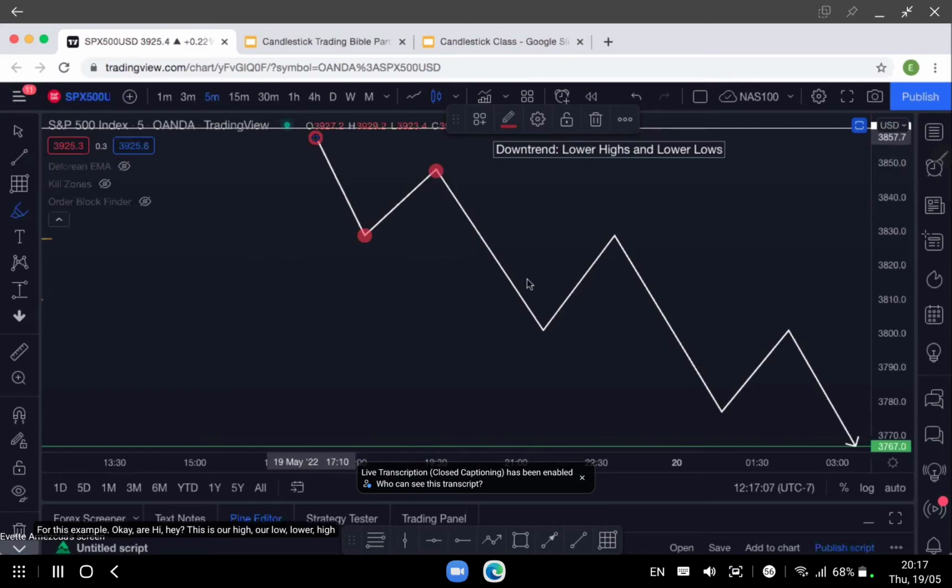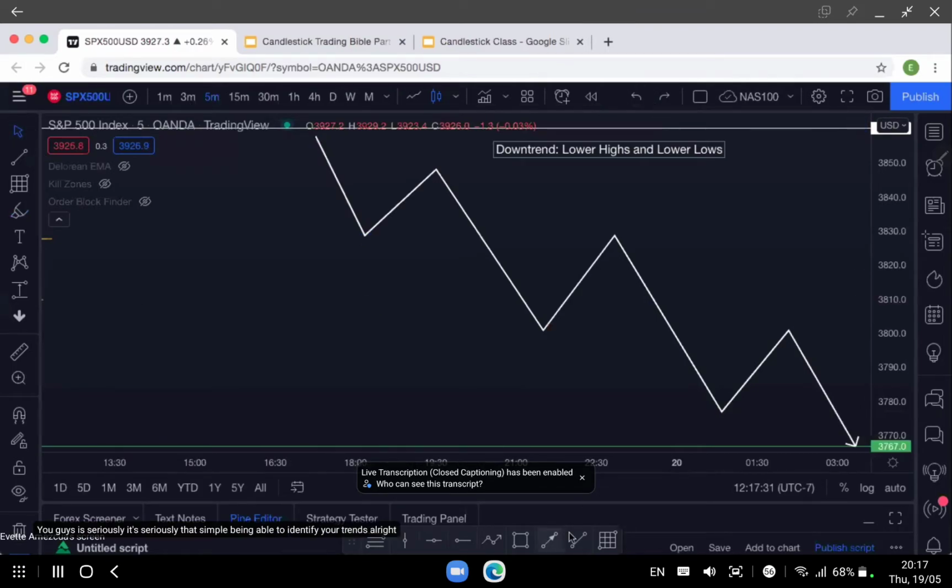Lower high because it's lower, lower low because it's lower. Over here, lower high, lower low, lower high. That's seriously what classifies this as a downtrend, you guys. It's seriously that simple, being able to identify your trends.